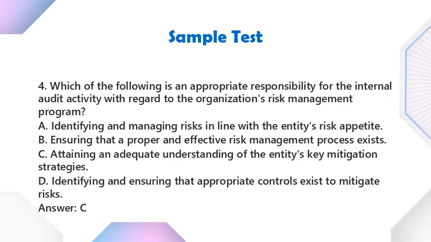4. Which of the following is an appropriate responsibility for the internal audit activity with regard to the organization's risk management program? A. Identifying and managing risks in line with the entity's risk appetite. B. Ensuring that a proper and effective risk management process exists. C. Attaining an adequate understanding of the entity's key mitigation strategies. D. Identifying and ensuring that appropriate controls exist to mitigate risks. Answer: C.